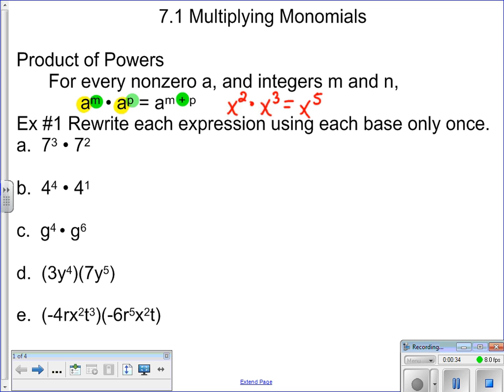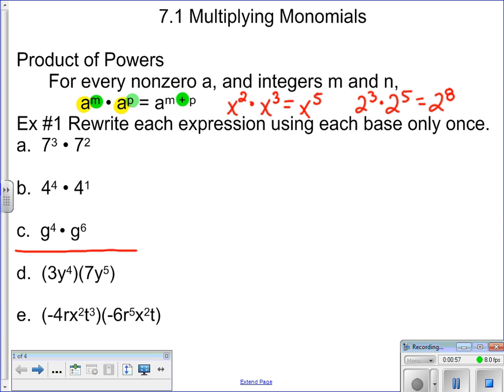Now it also works if you have numbers. Say 2 cubed times 2 to the 5th. 3 plus 5 makes 8. Add exponents. Alright, I'd like you to try examples A through C.